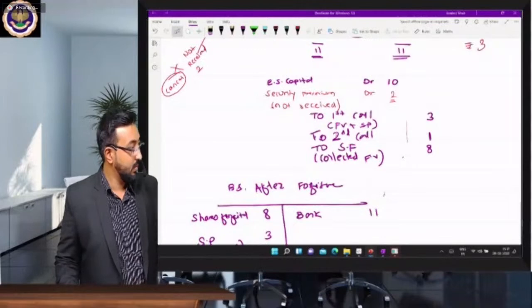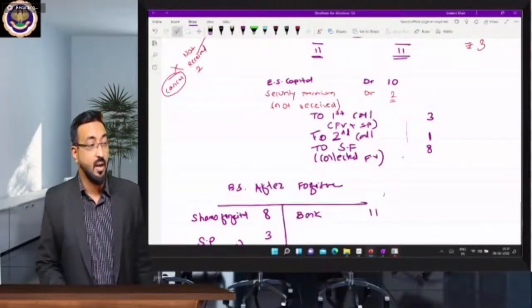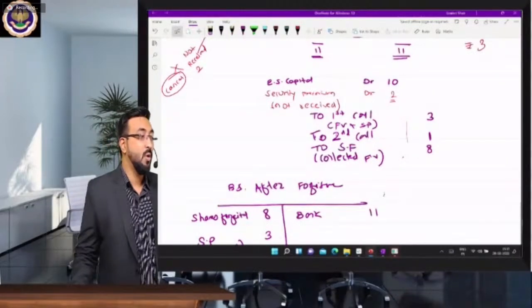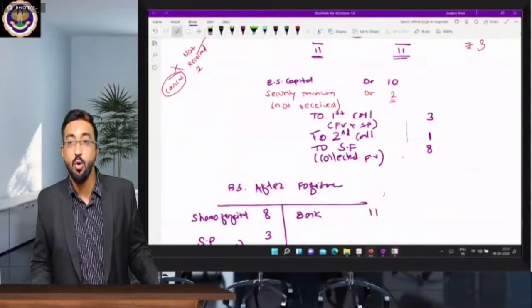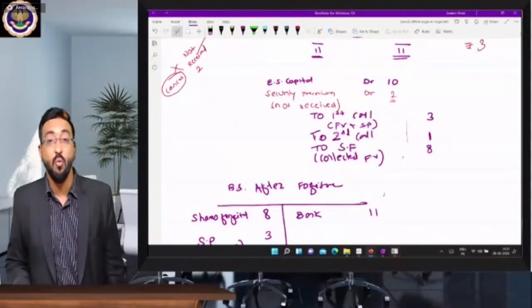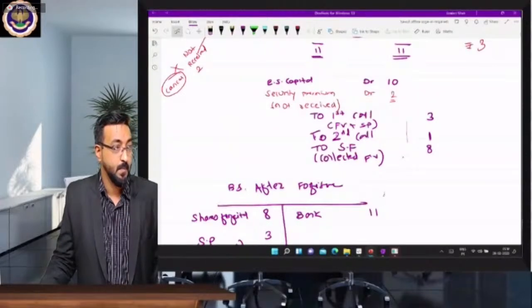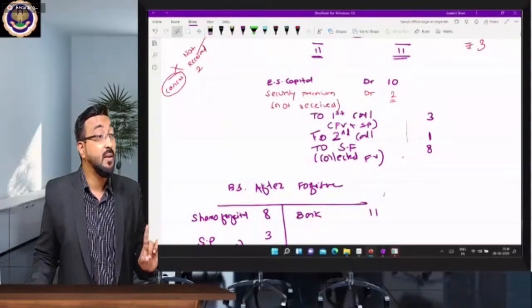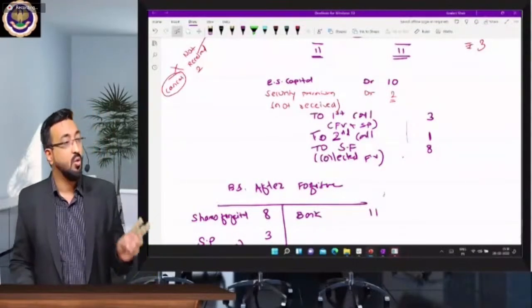First call consists of 3 rupees. This is face value plus security premium. Second call, security premium 2. To first call 3. To second call 1. And to shares forfeited 8 rupees. Very, very important concept of shares forfeiture. So what are you going to retain? Equity share capital, no, cancel. Security premium, which are you going to retain? Which is received. And not received is going to be cancelled. To first call, to second call, to shares forfeited.